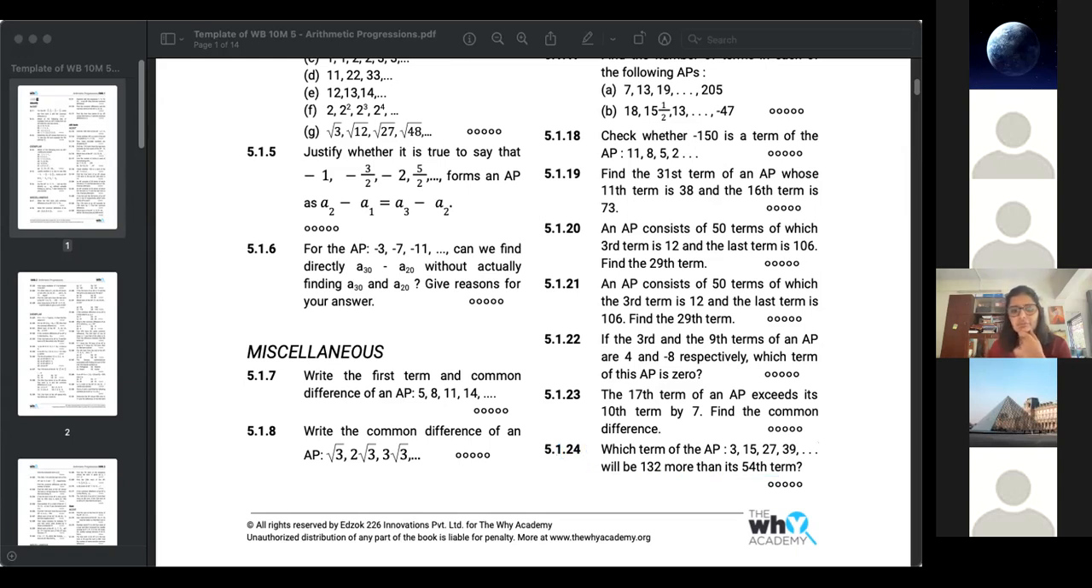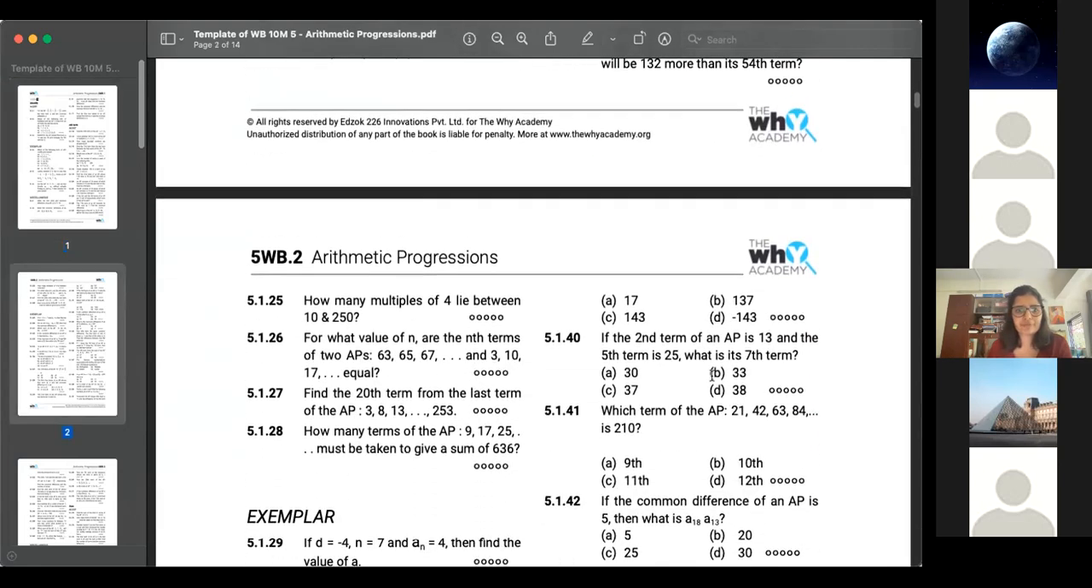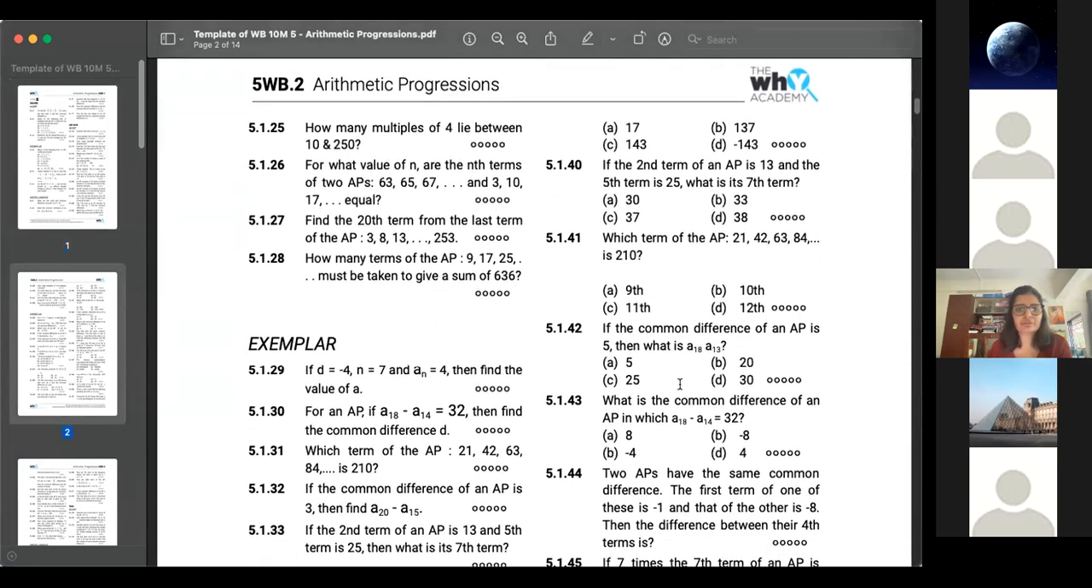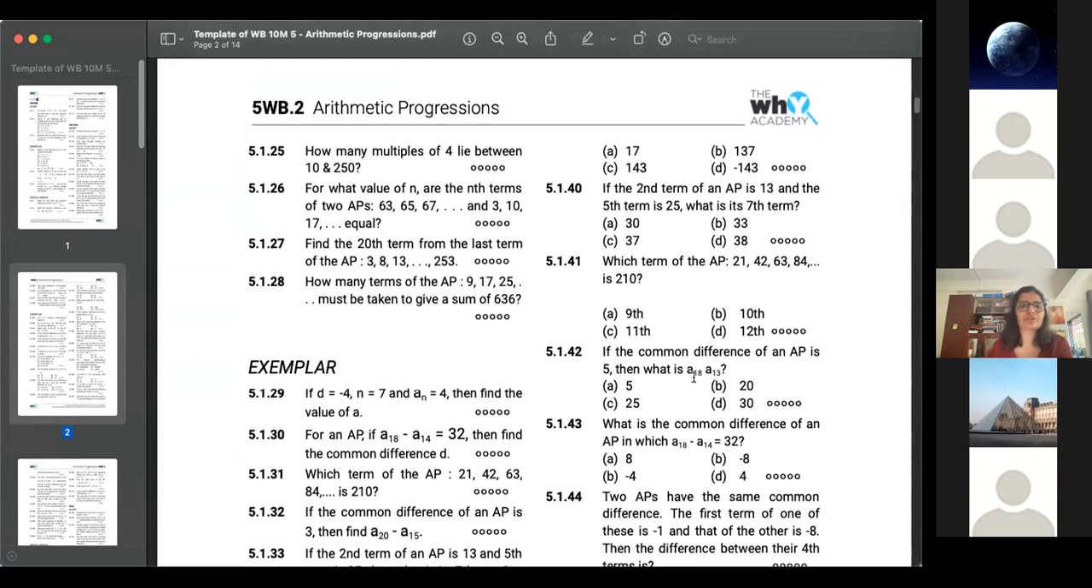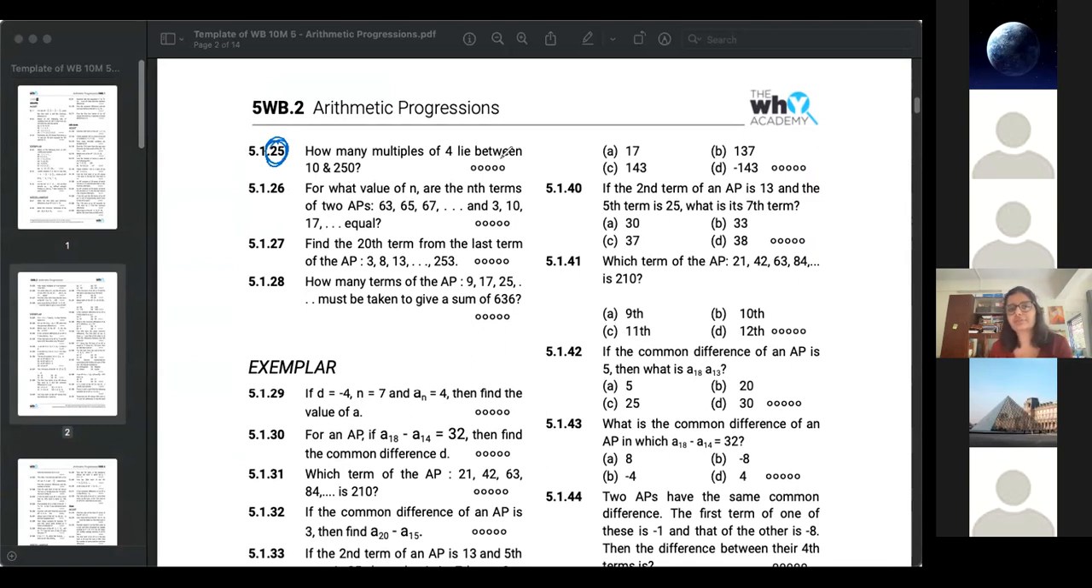Okay, I'm assuming you all copied the question, so I'll just scroll. Whoever is done with 24, we'll do one of this type also. Question number 25. Mansi, yes, okay, correct. So after 24, do 25. How many multiples of 4 lie between 10 and 250?